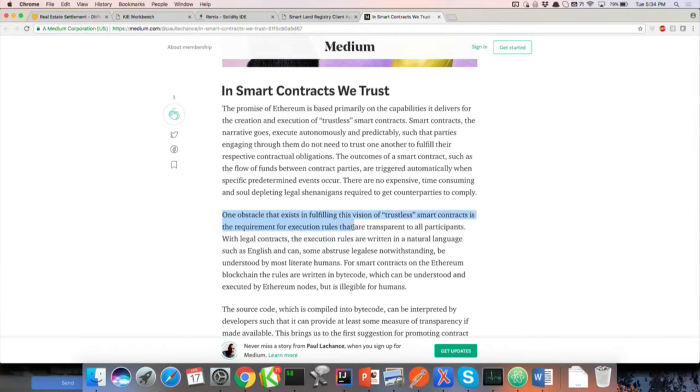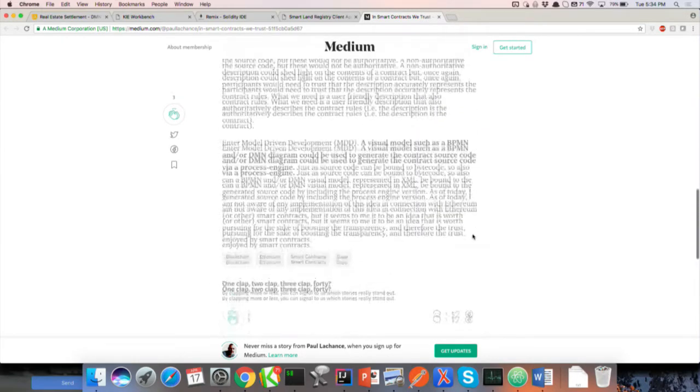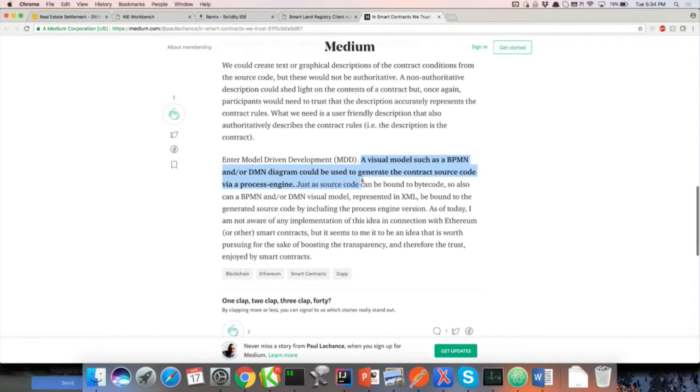One of them is that one obstacle to fulfilling the vision of trustless smart contracts is the requirement for execution rules that are transparent to all participants. And as we will see, Solidity and the other languages for smart contracts are not so transparent like that. So he writes a question here: could a visual model such as BPMN and/or DMN be used to generate the contract source code via the process engine or the DMN engine, right?